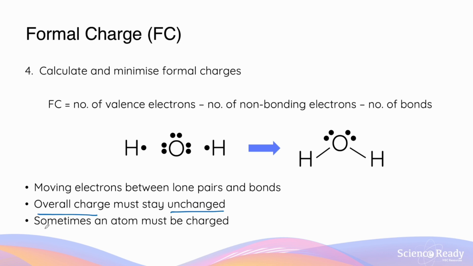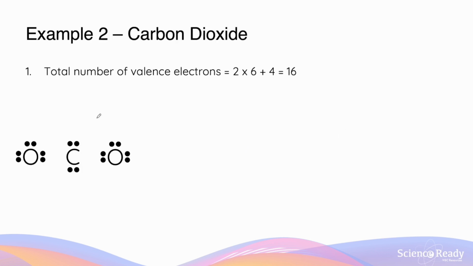Now, inevitably, sometimes an atom in the molecule must be charged. Either it can have a positive charge or a negative charge. Let's go through a second example, which is carbon dioxide. Carbon dioxide consists of 1 carbon atom and 2 oxygen atoms.